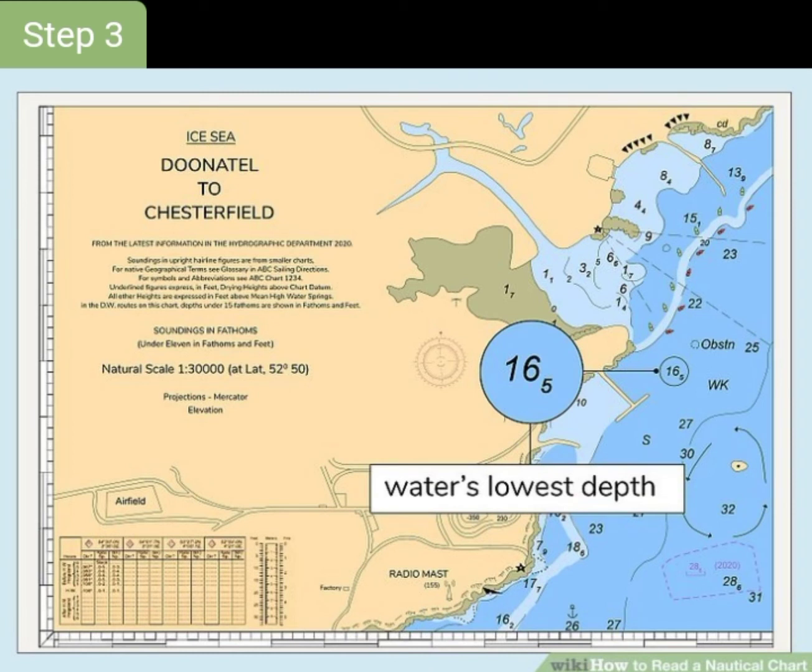Numbers to figure out the water's lowest depth. The black numbers printed on the chart represent water depth. Each number indicates the mean lower low water, MLLW, in an area. This is the average water depth at low tide, so most of the time the water is deeper than what you see on a chart. 3. If you see a negative number, that means the water depth in the area is typically less than what is listed on the chart.